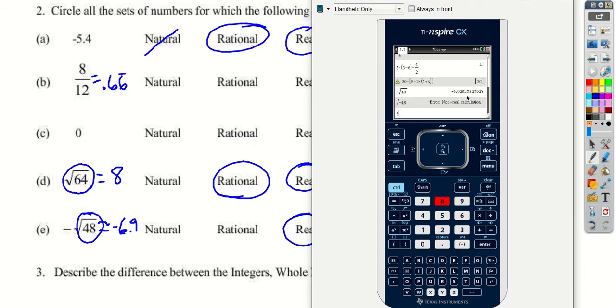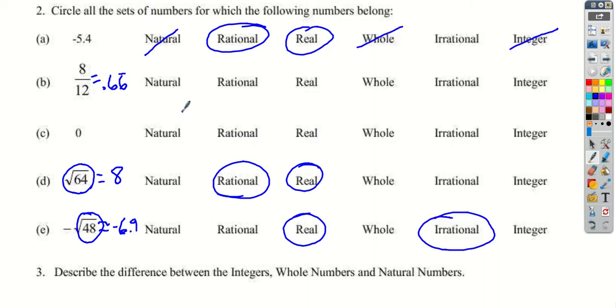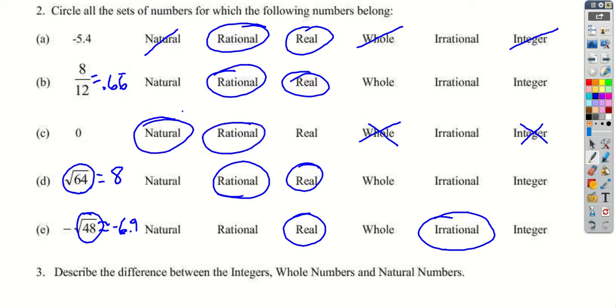Eventually it will give me 7. 8 divided by 12 on the calculator. If I just hit enter, it's going to give me back 2/3. What I need to do is hit Control Enter to get the decimal. And there's my decimal. Okay. So this is rational. It is real. All right. But it is nothing else. Okay. Because it's a decimal. 0 is not a whole number, which means it's not an integer. It is natural, it is rational, and it is real. All right.